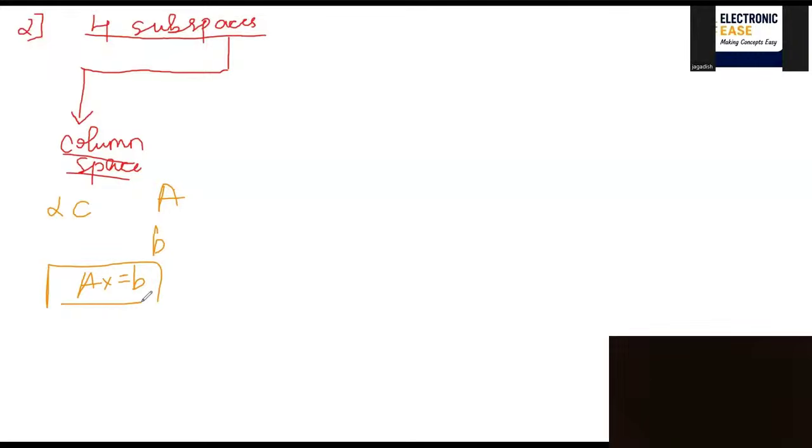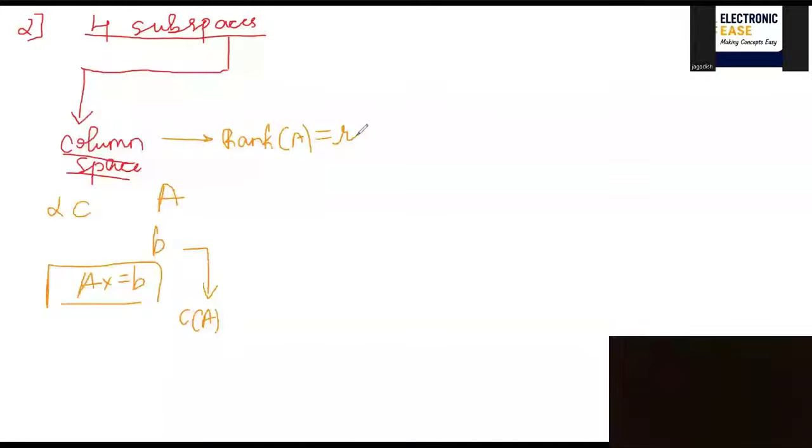So this is the definition and it is denoted by C of A. The column space is denoted by C of A. So the rank, how to calculate the rank for the column space: rank of A, which we will call R, for the column space. Have you written down now?